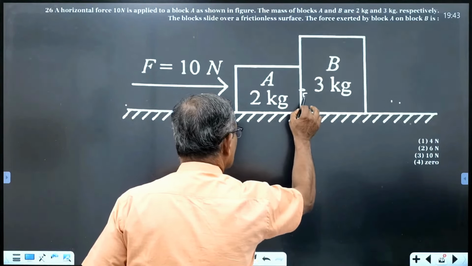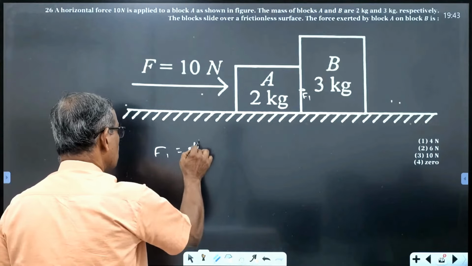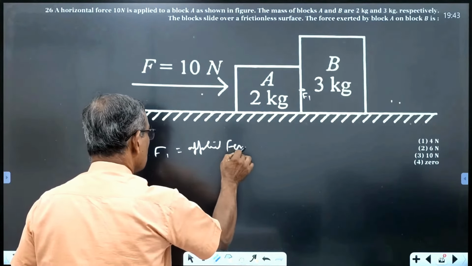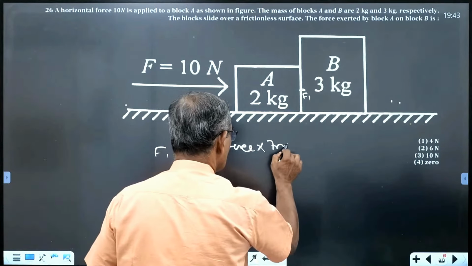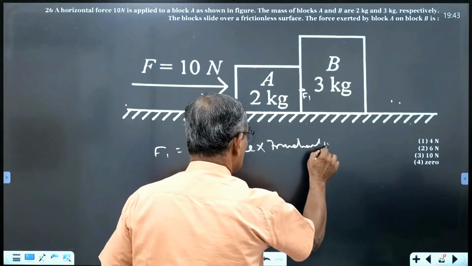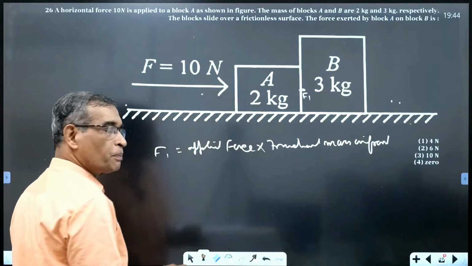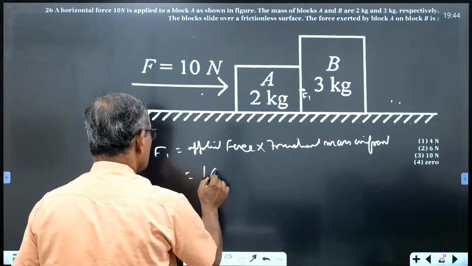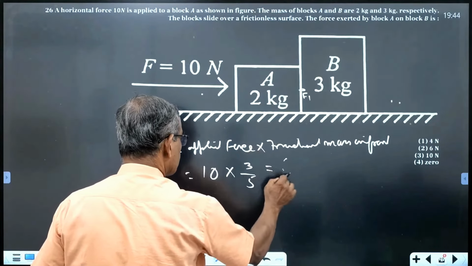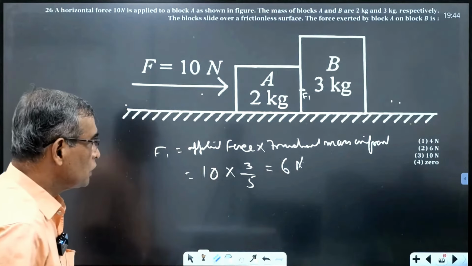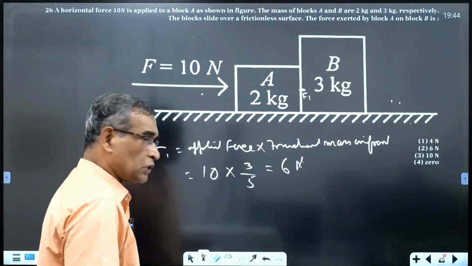Here the contact force F1, the formula is the applied force into the fractional mass in front. Now simply, applied force is 10 Newton into the fractional mass in front, 3 by 5, is equal to 6 Newton. So the answer is 6 Newton. Option is 2. Shall we go to the next question.